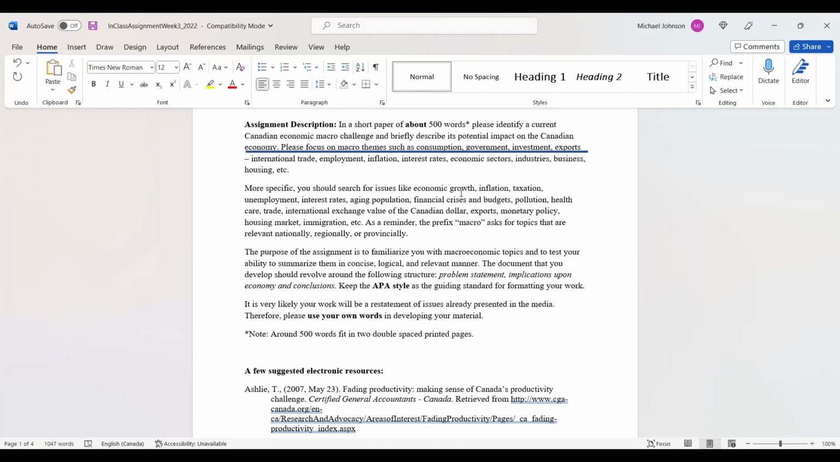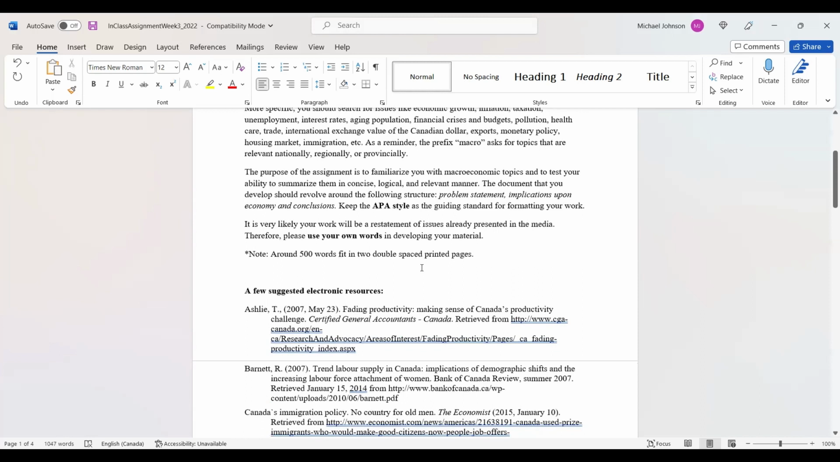So that's macro. Anything that's nationwide. And then look at macroeconomic topics and summarize them in a concise, logical, and relevant manner. And use APA referencing. Make sure to do a citation list in APA and use in-text citations in APA. All of you use APA in your programs, right? Yes. Excellent. So just do what you do with APA and it'll be perfectly fine. Around 500 words in two double-spaced printed pages. So use your own words. That's very important.